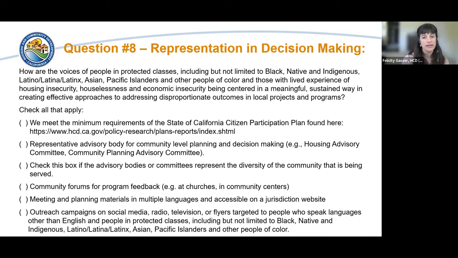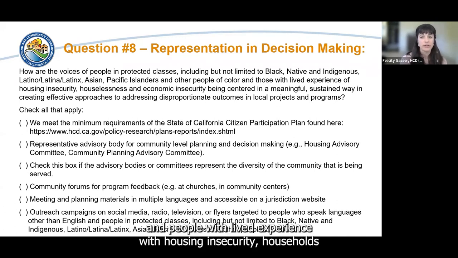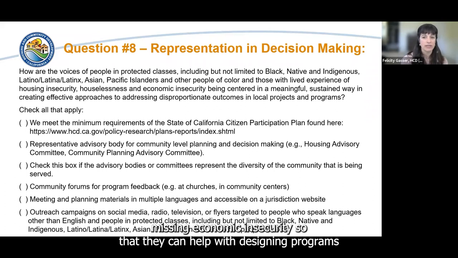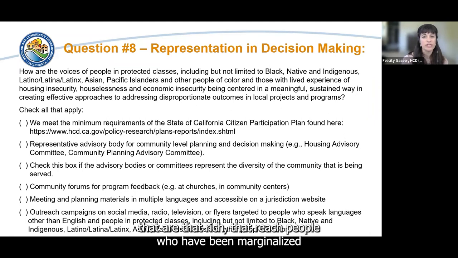What are some creative ways to really center the voices of Black, Native, and Indigenous, Latino, Latina, Latinx, Asian, Pacific Islander, other people of color, and people with lived experience with housing insecurity, houselessness, and economic insecurity, so that they can help with designing programs that reach people who have been marginalized.